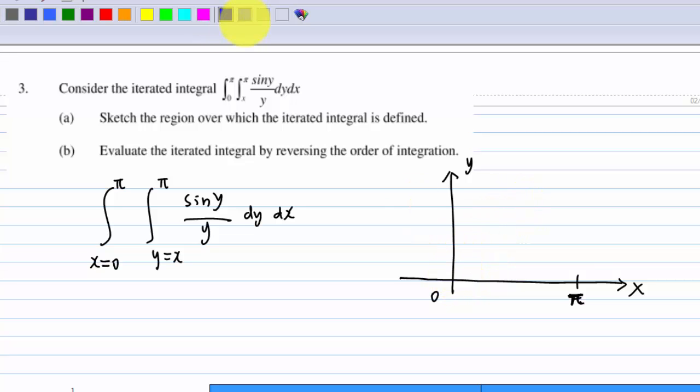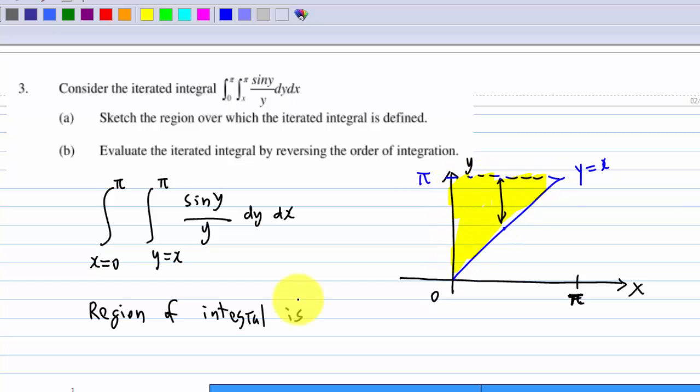So suppose this is a line, y equal to x. So the value of y is from x onwards to pi. So this is y equal to x onwards to pi. So the region of integration is the upper triangle. X from 0 to pi, y greater than or equal to x, less than pi.